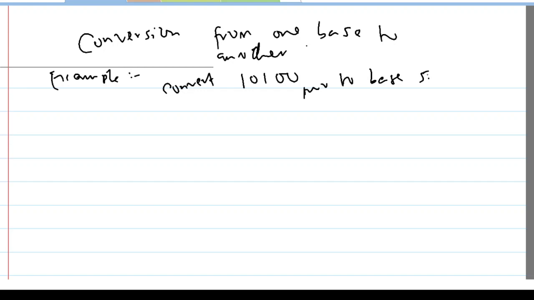What I'm trying to say is that if you want to convert from one base to another, what you have to do first is to convert such number to base 10, and then from base 10 to that base. I hope you understand now. So for example, if I want to convert this number from base 2 to base 5, what I have to do first is to convert this number to base 10. Then after that, I will convert it to base 5.